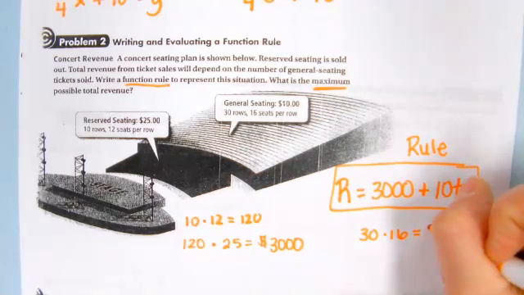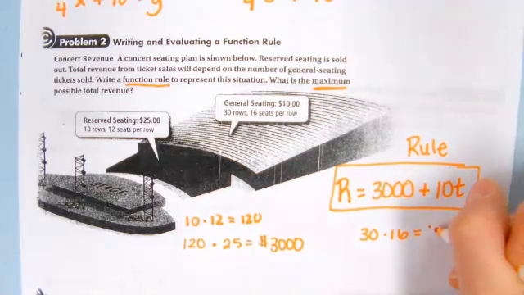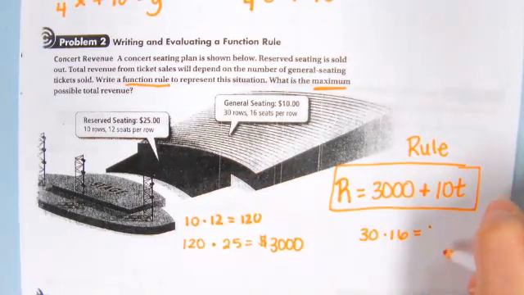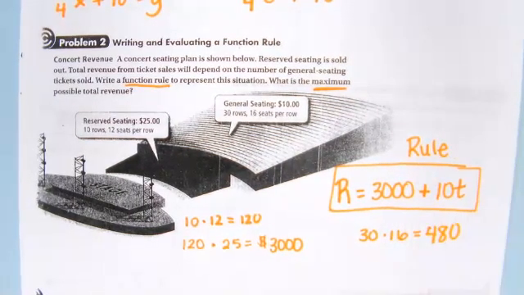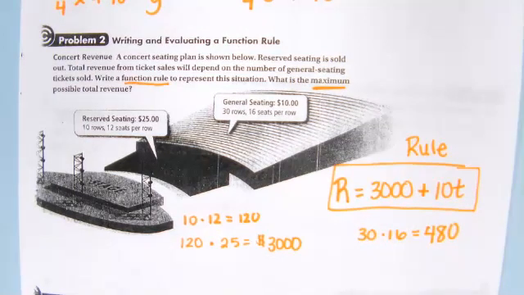480? Do 30 times 16, please. 480? Okay. Okay, and then, I know, sorry, I was getting the whole revenue. Okay, so how much money do we make here?